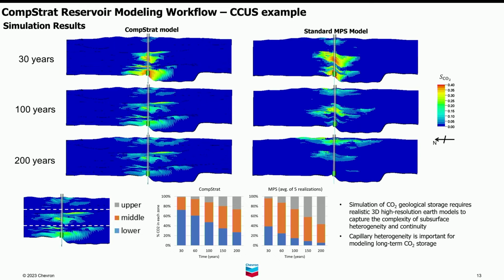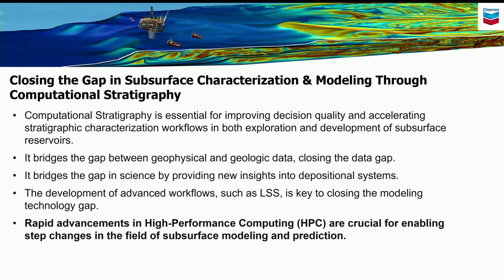All right, so I just want to conclude. Hopefully I didn't use more time than I was given. We think computational stratigraphy, or technology like this, which utilizes HPC capabilities and introduces a lot of physics-based understanding of geological processes, is essential for improving decision quality and accelerating the whole subsurface characterization, modeling and decision-making process, okay?